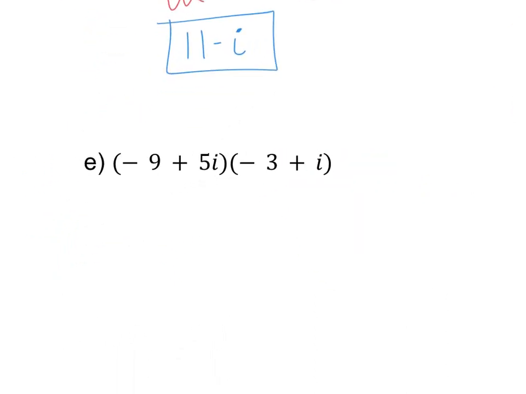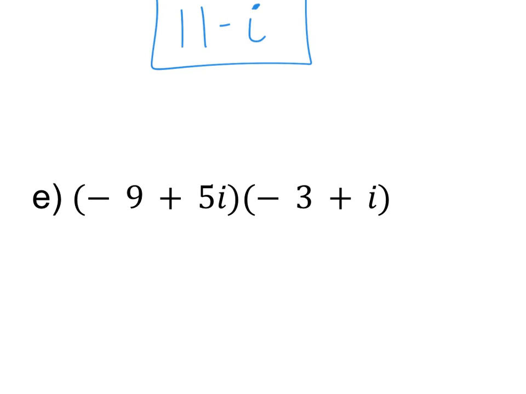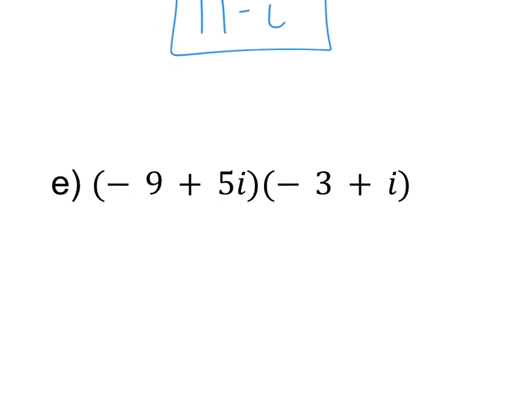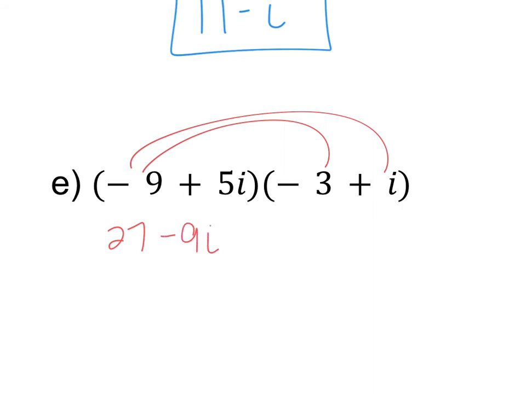All right, next one. So let's go ahead and you're multiplying these. So we're going to distribute. Negative 9 times negative 3 is positive 27. Negative 9 times i gives you negative 9i. Then distribute the positive 5i. 5i times negative 3 would be negative 15i. 5i times i would give you positive 5i to the second power.